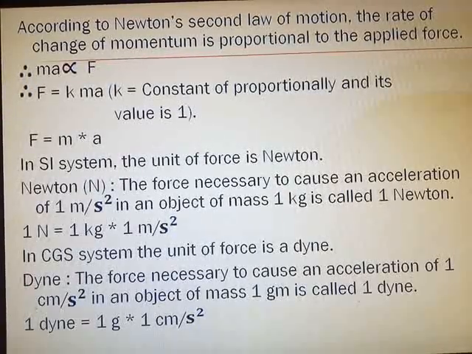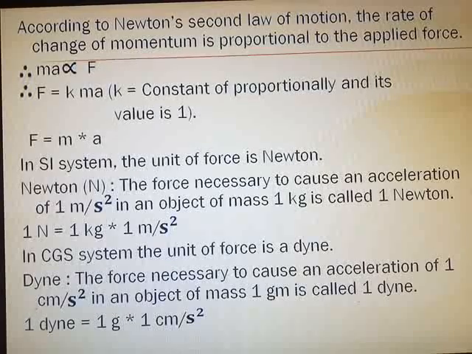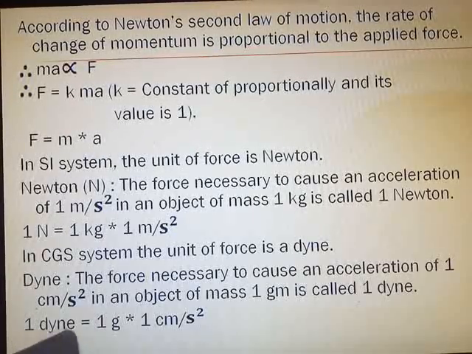So today we have studied the different equations of motion. We have derived them graphically. After that we have studied uniform circular motion, and we have studied Newton's first and second law of motion. In our next session we are going to study the last law, that is Newton's third law of motion, and we are going to study the law of conservation of momentum.